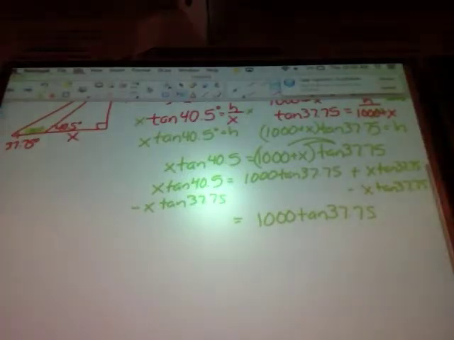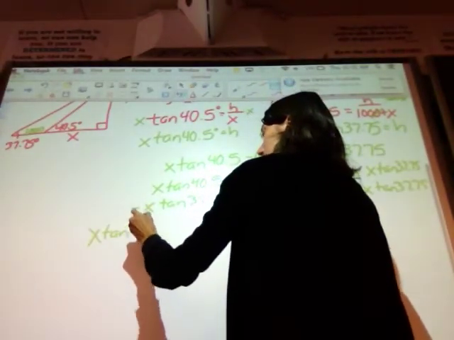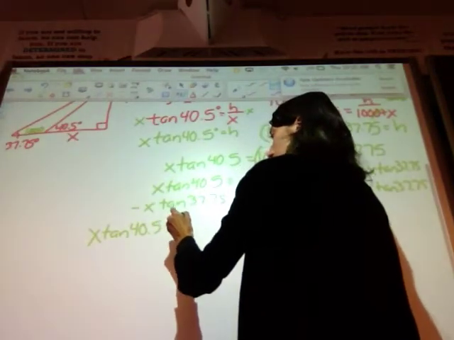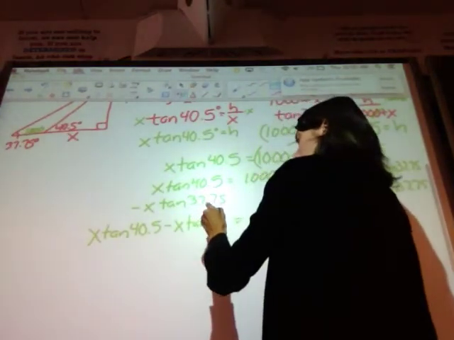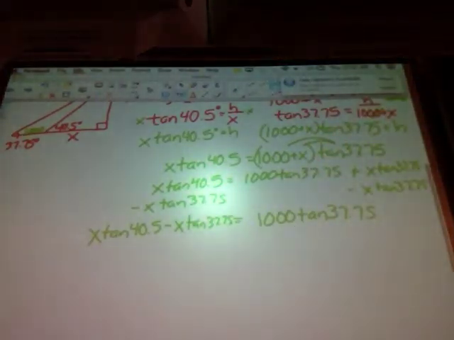Okay. You cannot subtract those two numbers, because they're not the same. Besides it looking weird with tans, are you okay so far?